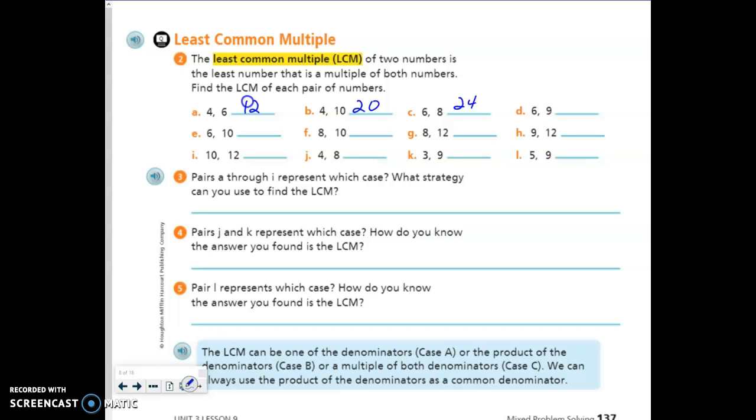I can simply create skip counting patterns to figure that out, or I can use a multiplication chart, but the quicker and easier I understand number sense and these patterns, the multiplication facts, that's going to make these problems that much easier. All right, how about 6 and 9? I'm going to give you a little bit of time to think about that one.